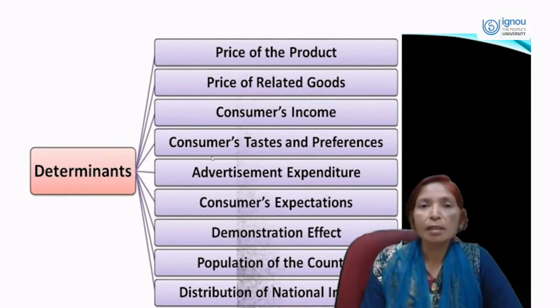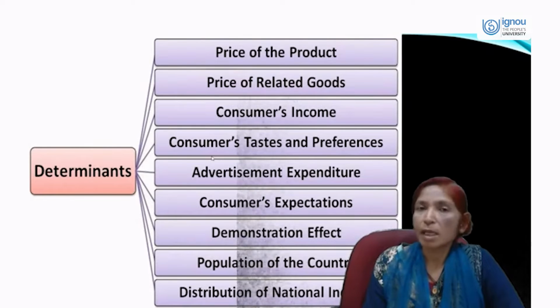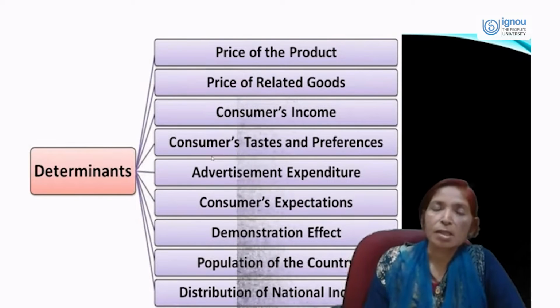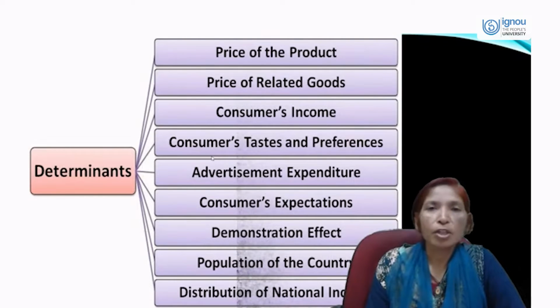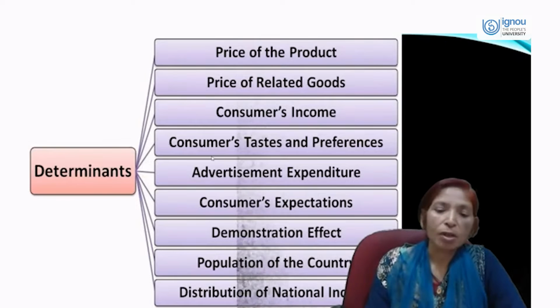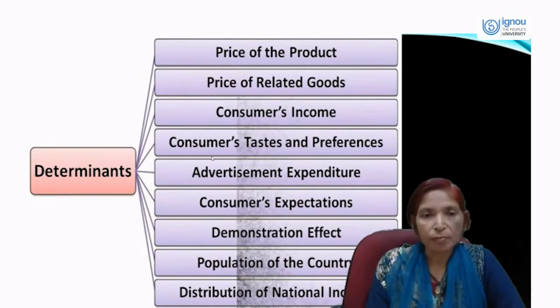So these are the determinants or factors affecting demand. One is price of the commodity, next is price of related goods, third is consumer's income, fourth is consumer's taste and preferences, fifth is advertisement expenditure, next is consumer's expectation, next is demonstration effect, next is population of the country, and distribution of national income.